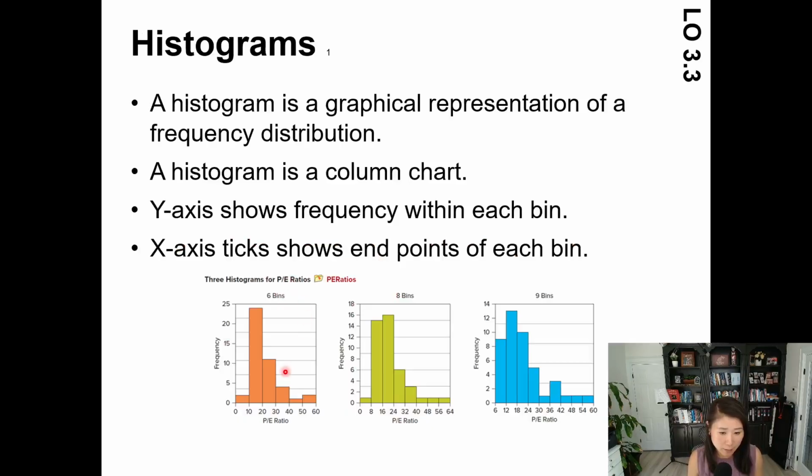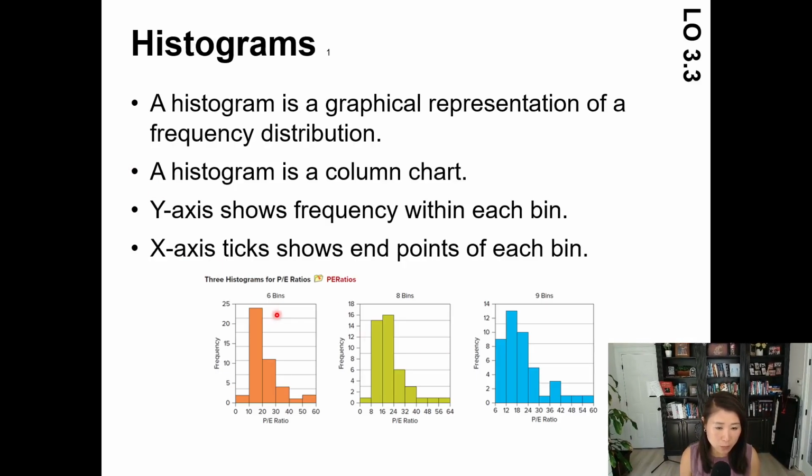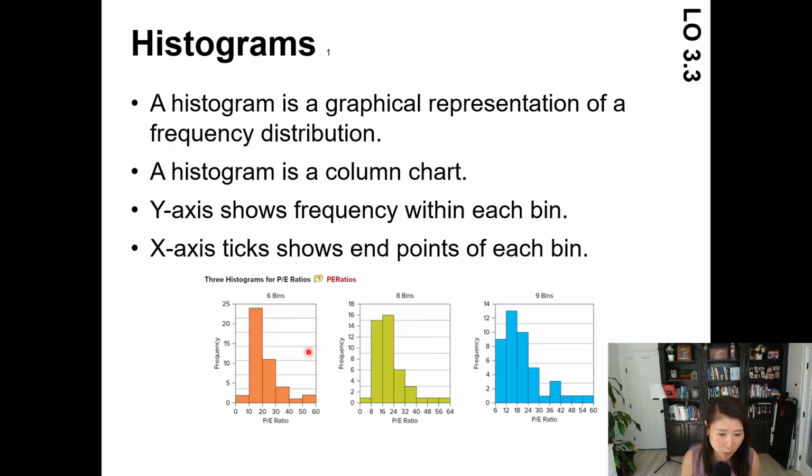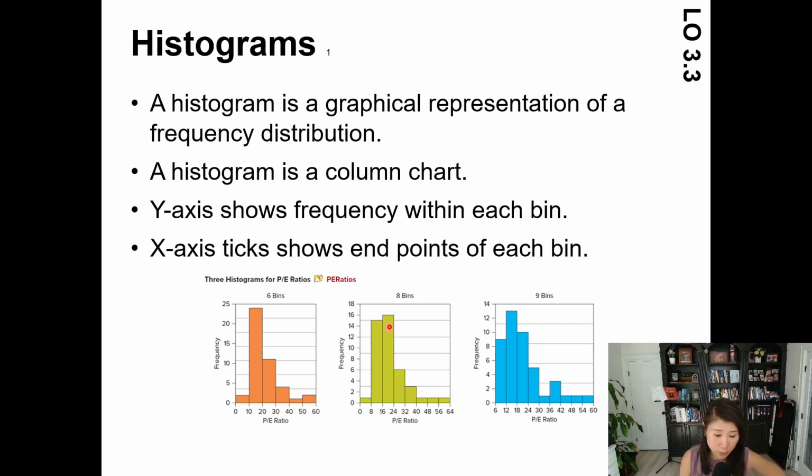Here we are listing three different histograms of the P/E ratio with a different number of classes. The first is with 6 classes, the second with 8 classes, and the last one with 9 classes. Like I said, when you look at the table, sometimes it's really hard to get insight because it's just a bunch of numbers. However, when you look at a diagram, with the 6 bins, the majority of our stocks have a P/E ratio between 10 and 20, and with the 8 bins, we notice that the majority of stocks have a P/E ratio between 8 and 24. As you can see, it's more obvious than the tables.